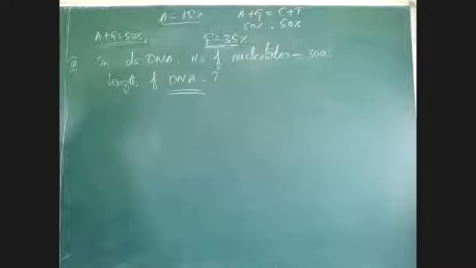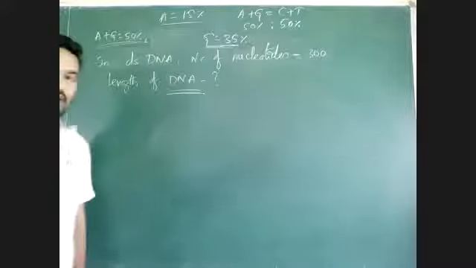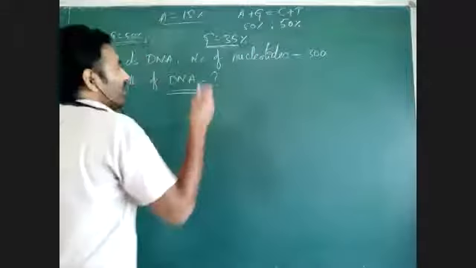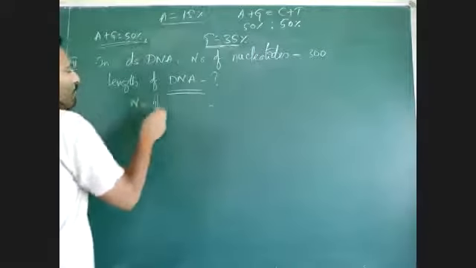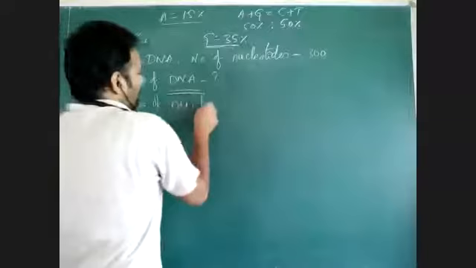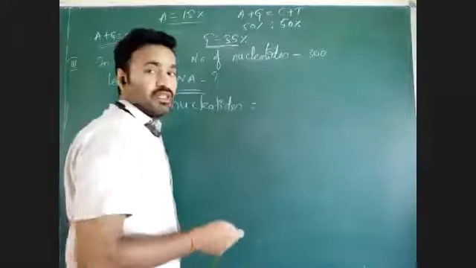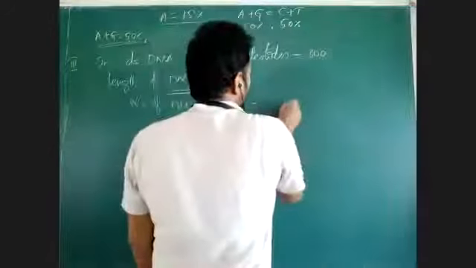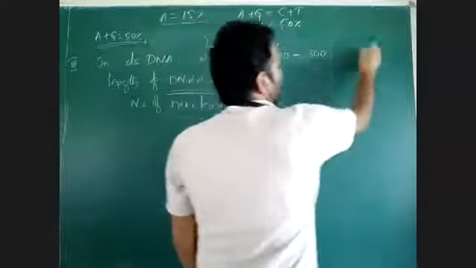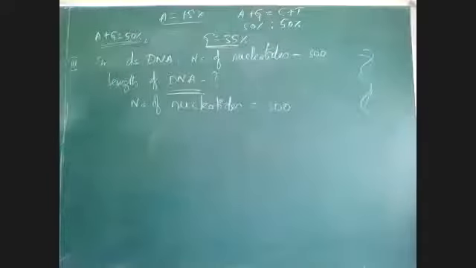1020 Armstrongs. 51 nanometers. Don't know, sir. How to find, sir? See, here, very easy. Number of nucleotides. Number of nucleotides is equal to what? 300 here. Yeah, the DNA is there. In that DNA, number of nucleotides is equal to 300.